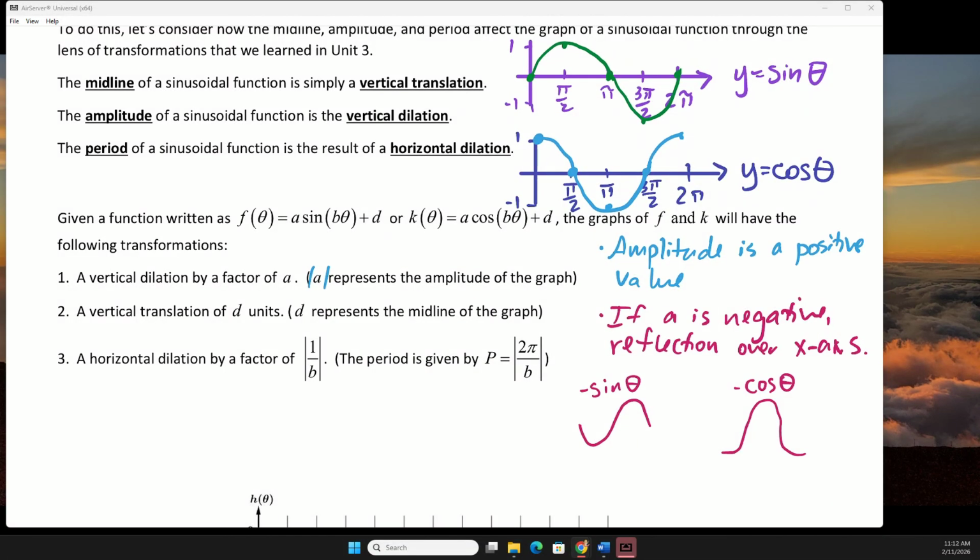Okay, and then if we're thinking about a horizontal dilation that affects the period, that's going to be something that's multiplied on the inside. And if you guys remember, for the horizontal dilation, the factor it's multiplied by is 1 over whatever it is. And so because the original period of sine and cosine is 2 pi, to figure out the period of a translated function, you do 2 pi divided by whatever that coefficient of theta is. Okay, and we're going to use this equation in different ways.